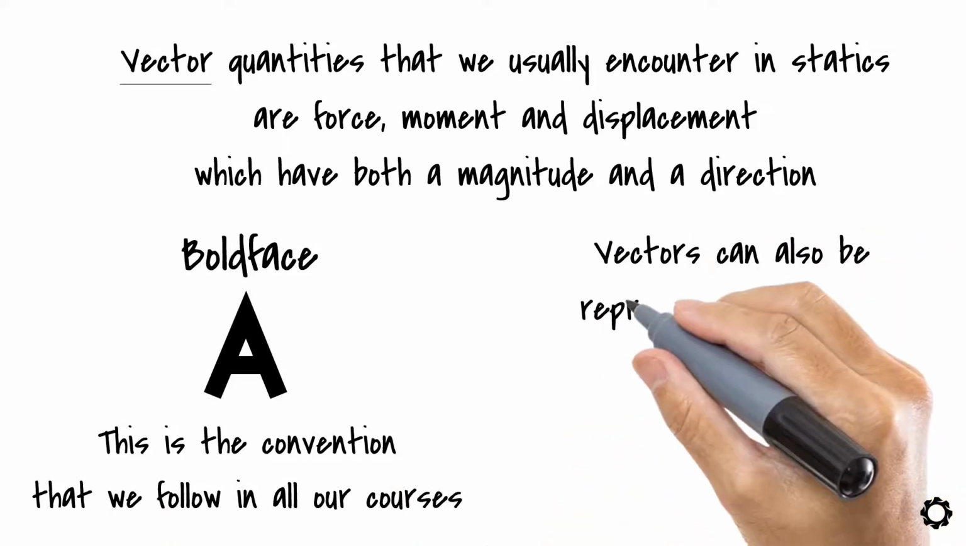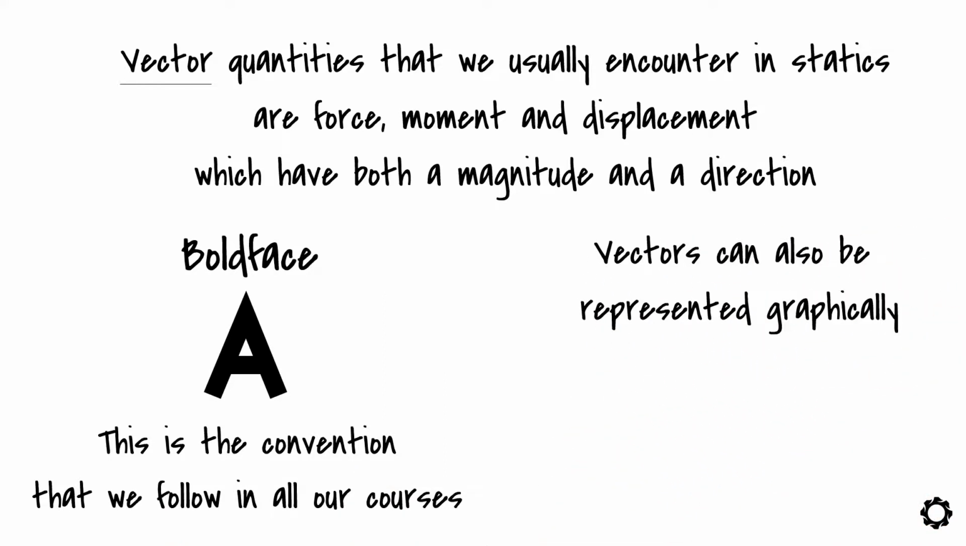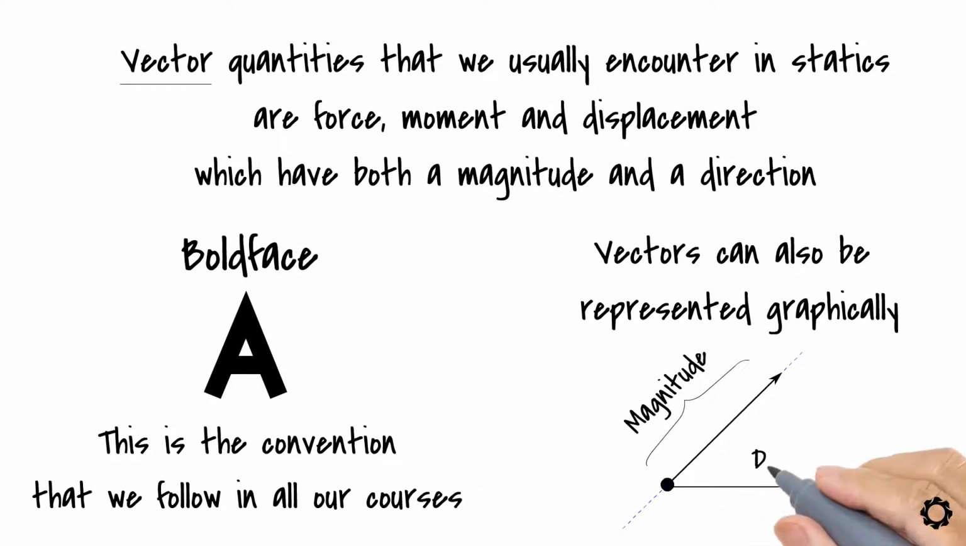On the other hand, if you want to describe a vector graphically, then you need to use an arrow, which is used to define the direction and the magnitude of the vector. The magnitude is demonstrated by the length of the arrow, and the direction is the angle between the reference axis and the arrow's line and its head.